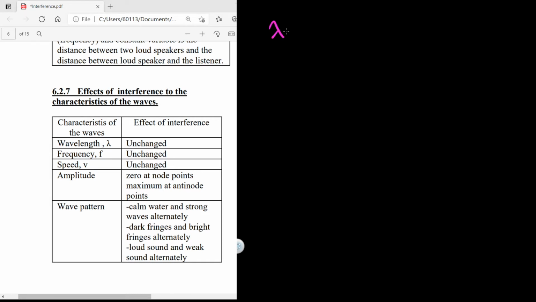So we have three: wavelength, frequency, and speed. All of them are not disturbed by the phenomenon of interference. They are unchanged or equal. Before or after, the wavelength, frequency, and the speed are the same. So what is changed during the interference?